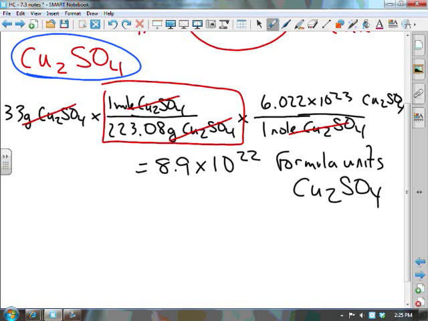Now, we still use Avogadro's number because this is not an atom anymore. It's also not a molecule. A molecule is a name given to a covalent structure. That's not covalent. Why is it not covalent? There's a metal in it. So it's still the same calculation. We just use a different word to describe its structure.